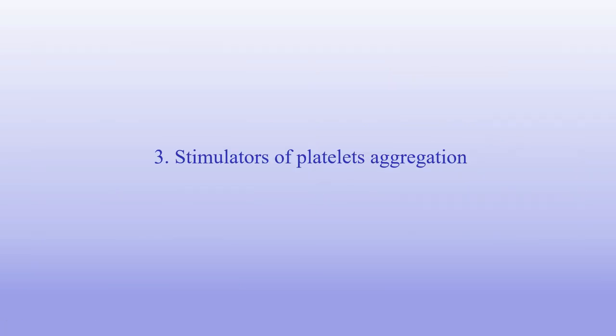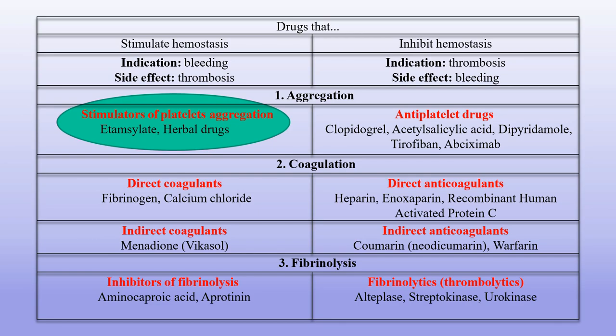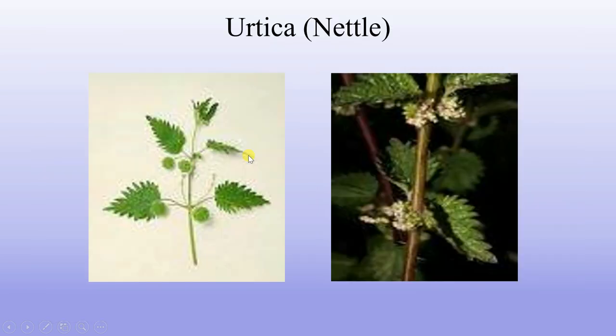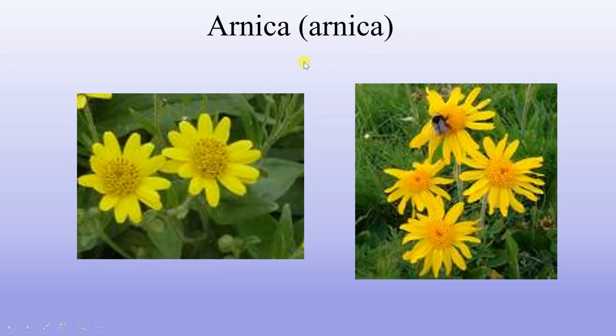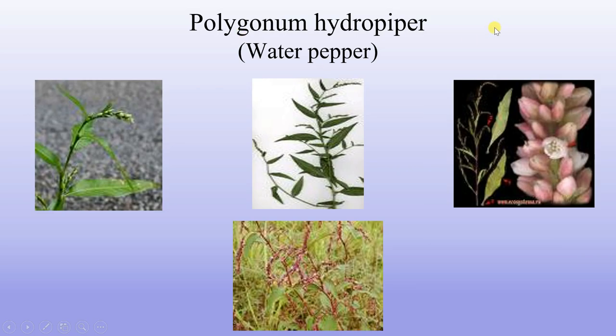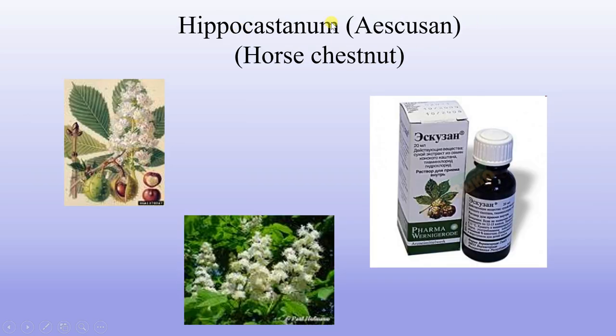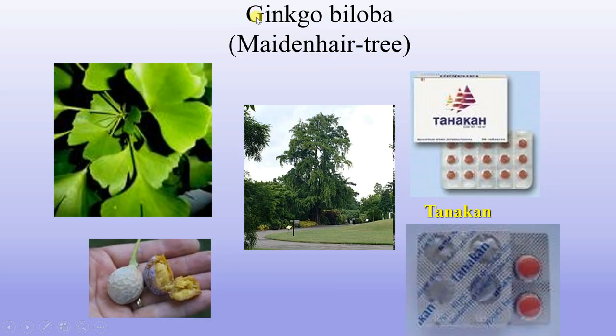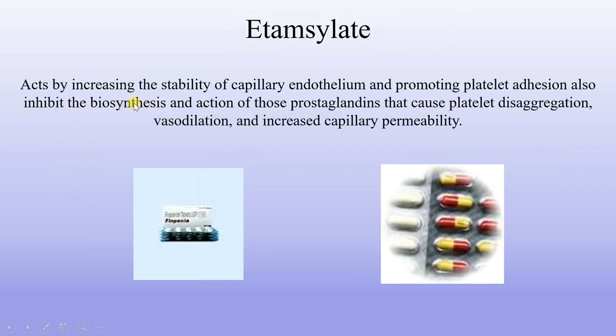The next part of our lecture is stimulators of platelet aggregation. These are etamsylate and herbal drugs. Let's start with herbal drugs. These are urtica, viburnum, arnica, polygonum hydropiper, hippocastanum, ginkgo biloba, and etamsylate.